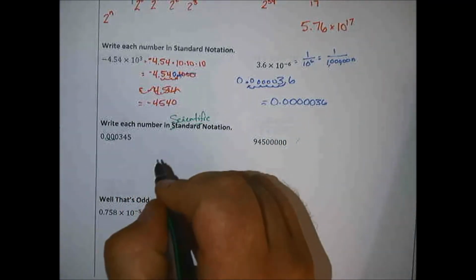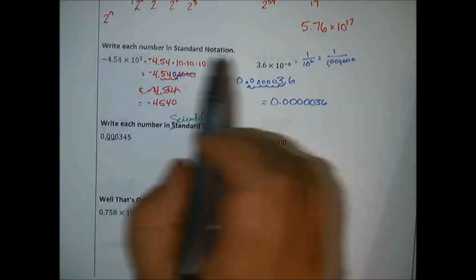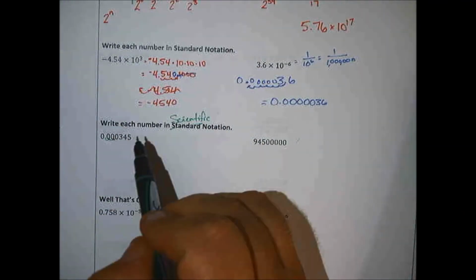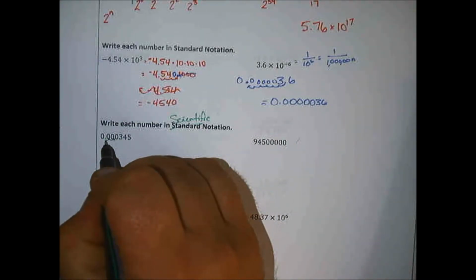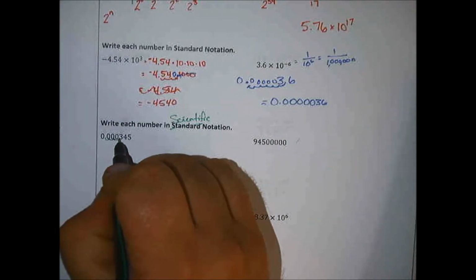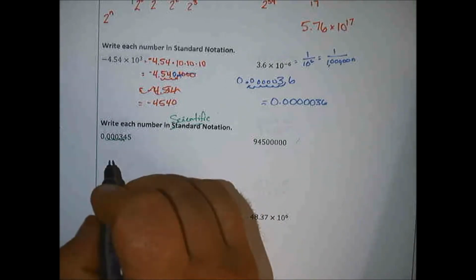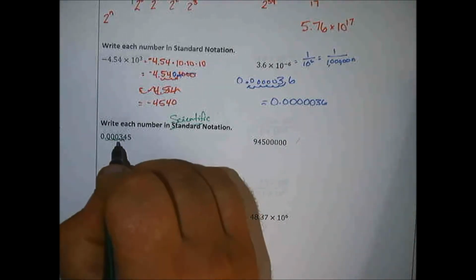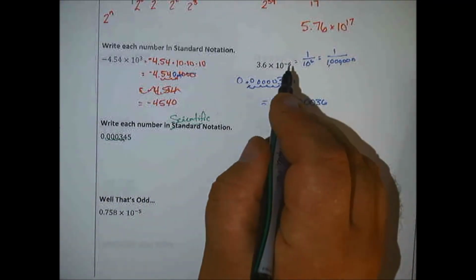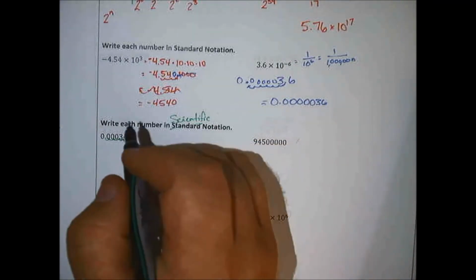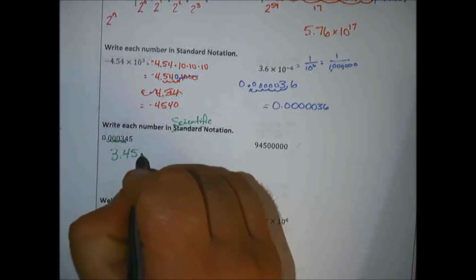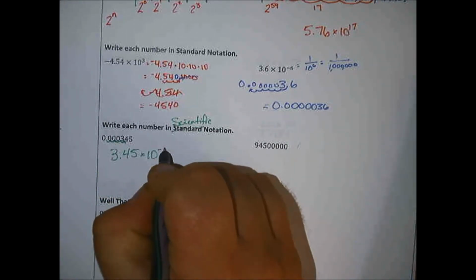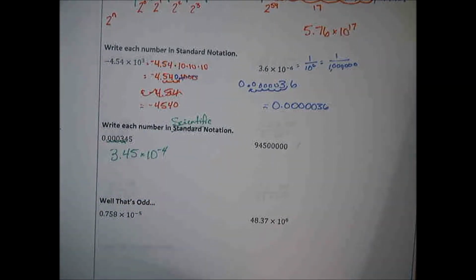Okay, and I do take that back. We won't be doing a lot of writing in standard notation. We'll be writing in scientific a lot. So I want to move the decimal 1, 2, 3, 4 times. Since this is a very small number, very close to 0, I know that my exponent is going to be negative. So we get 3.45 times 10 to the negative 4th power, because we're moving it 4 times.